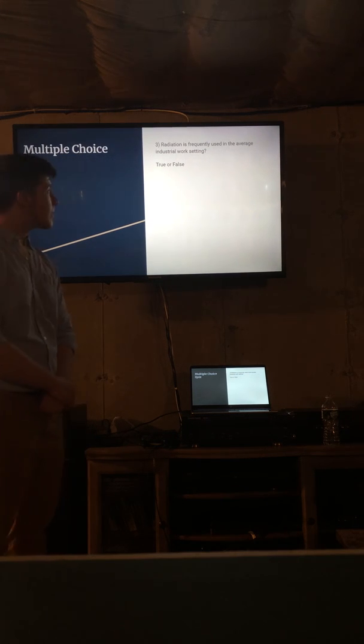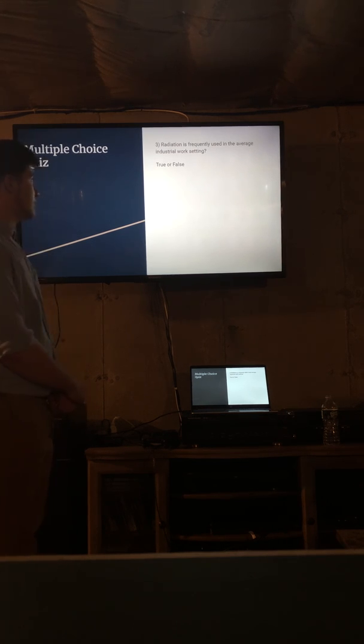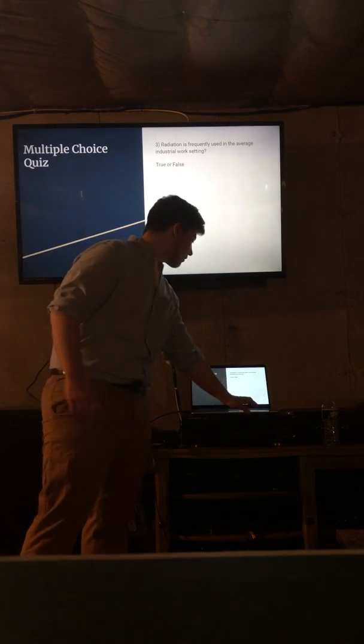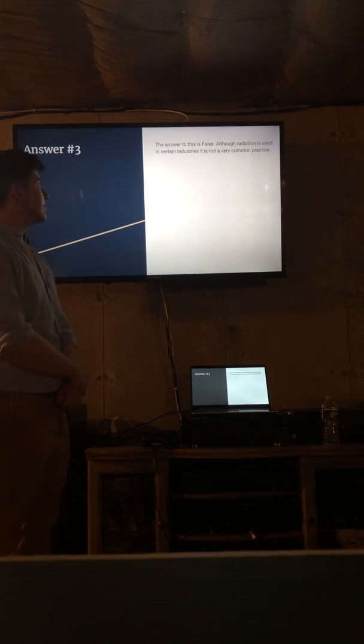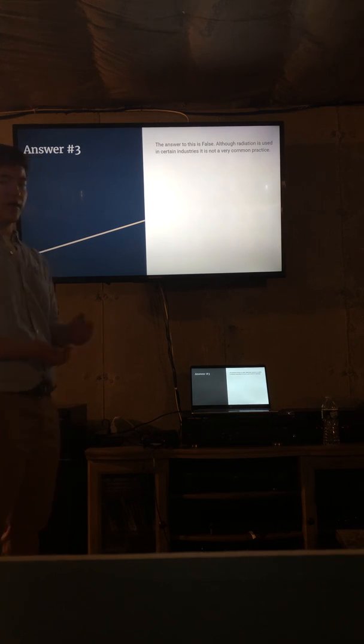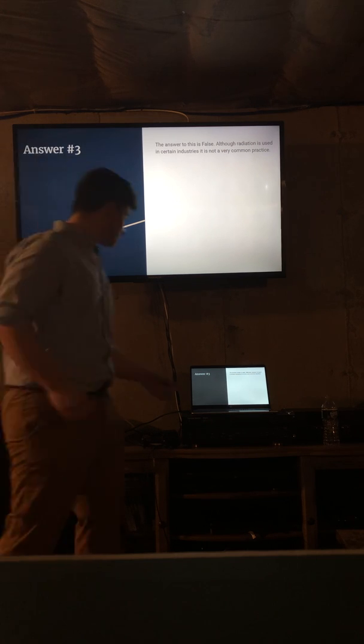Number 3, radiation is frequently used in the average industrial work setting. True or false? And the key here is frequently used in the average setting. The answer to this is false. Although radiation is used in certain industries, it's not a very common practice that we'd see, so that's why the answer is false.